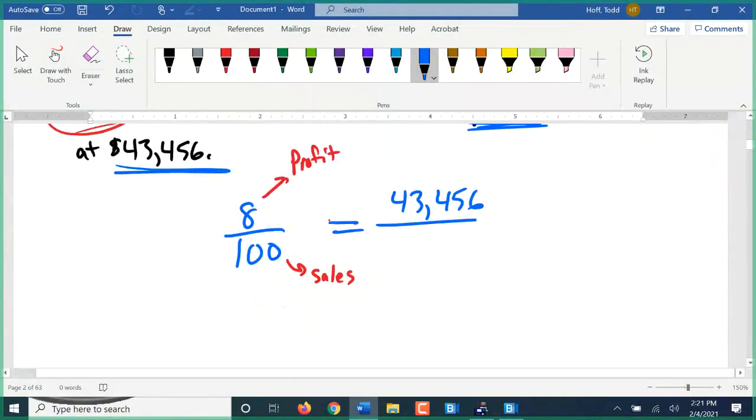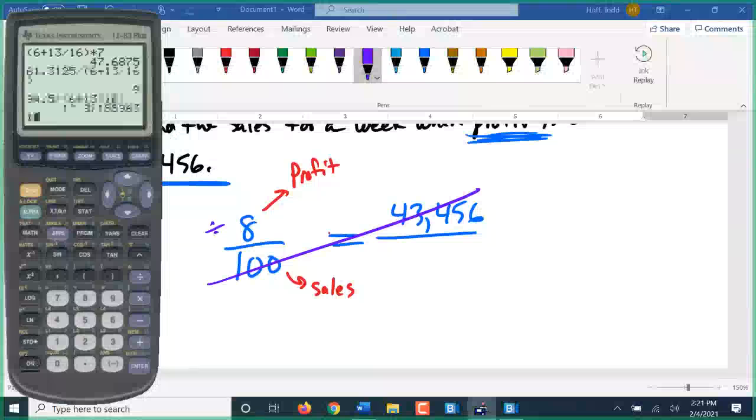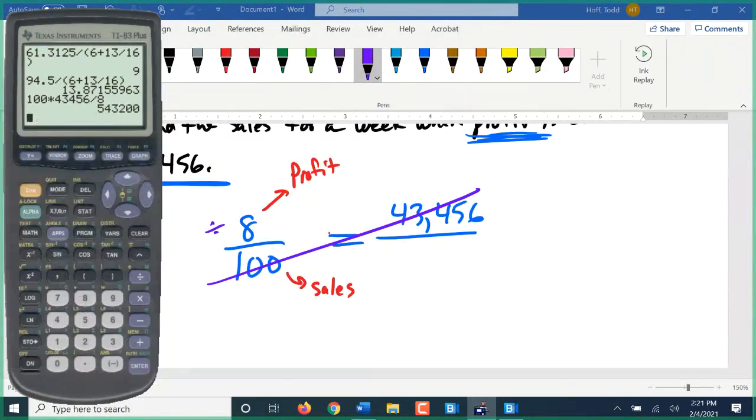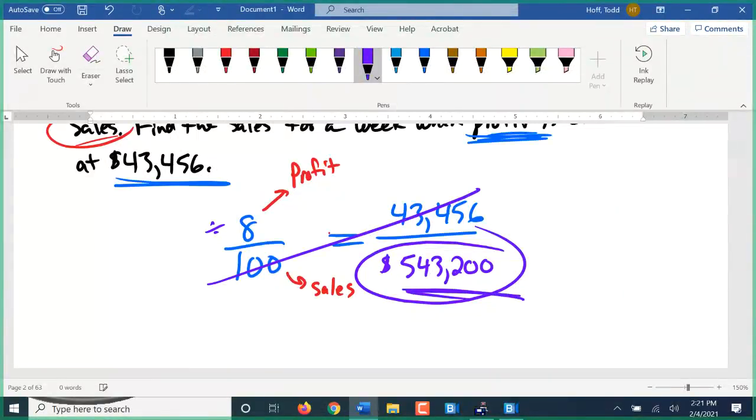So now we'll go ahead and solve this by cross multiplying and dividing. 100 times 43,456 divided by 8 gives us $543,200 in weekly sales. So to get an estimate for the week of $43,456 in profits, we had to have $543,200 in sales for that week.